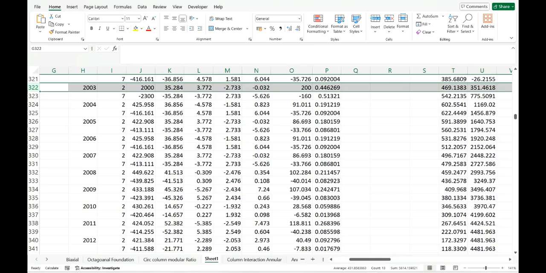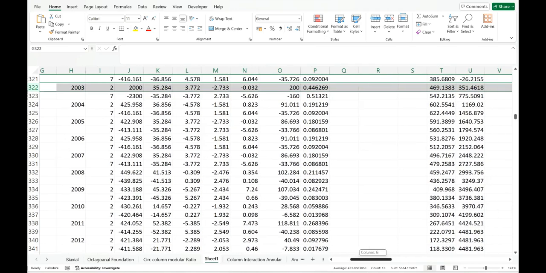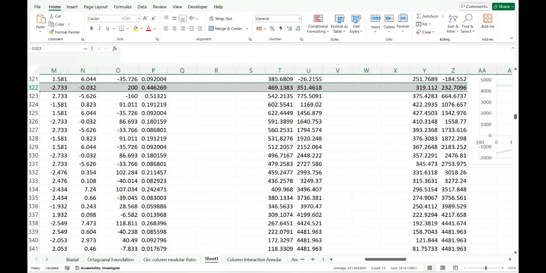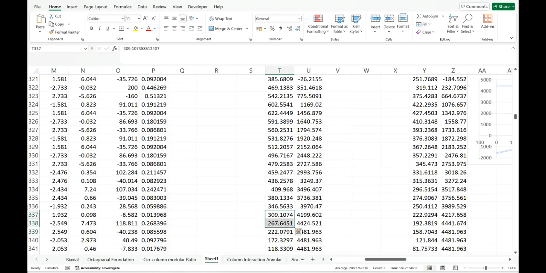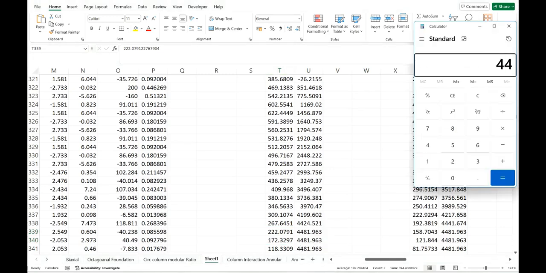Because in this case we are going the other way around. Rather, we need to see for the 200 kilonewton meter moment, what is the load. Where is the 200 kilonewton meter moment? Here we have 222 and 172, so I have a limiting load of 4418.963. If I calculate the ratio of load to load, 2000 divided by 4481.96, the ratio we have is 0.446. We are getting the same ratio here. So this is the reciprocal load method we are using here.